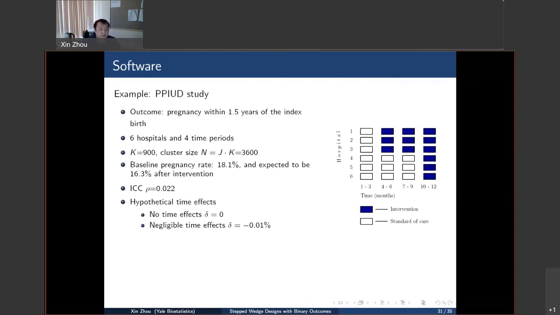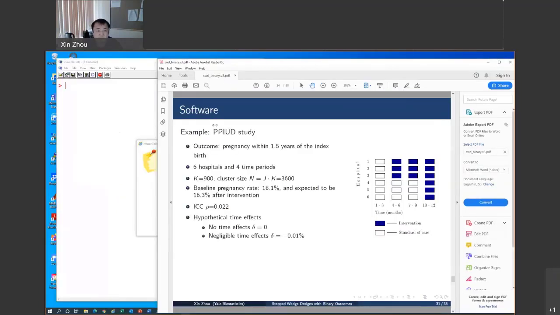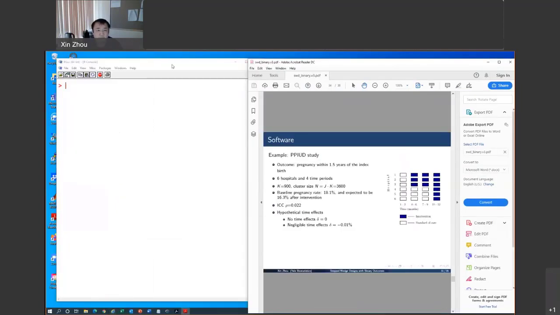I use the PPI IUD as an example. Here the baseline prevalence is 18.1%, and the anticipated prevalence after intervention is 16.3%. Now I use R to show how to use our method. Okay, that is R here.